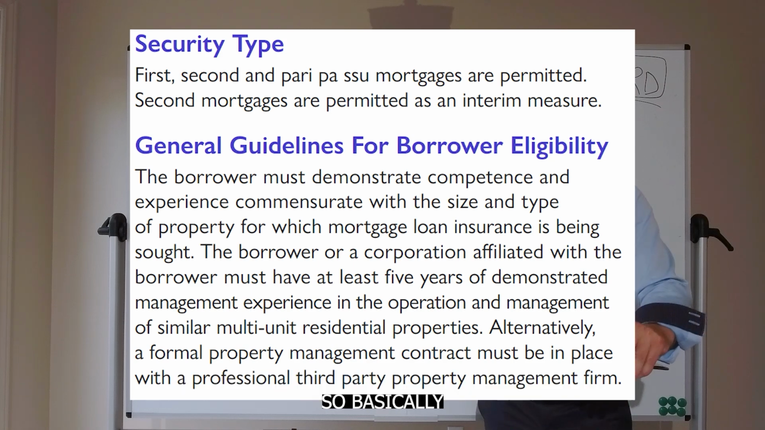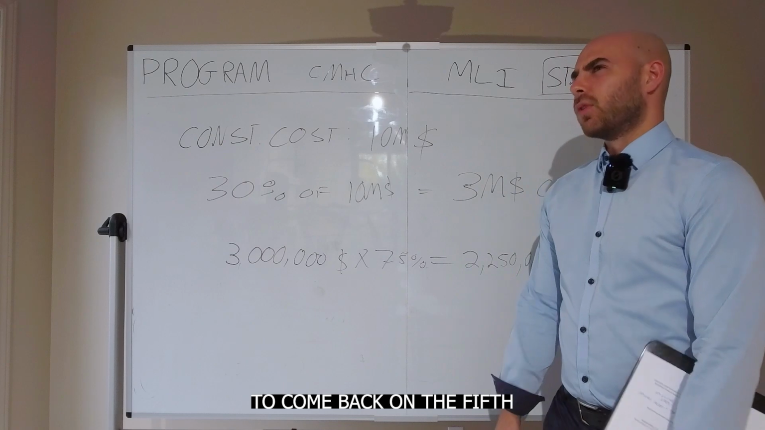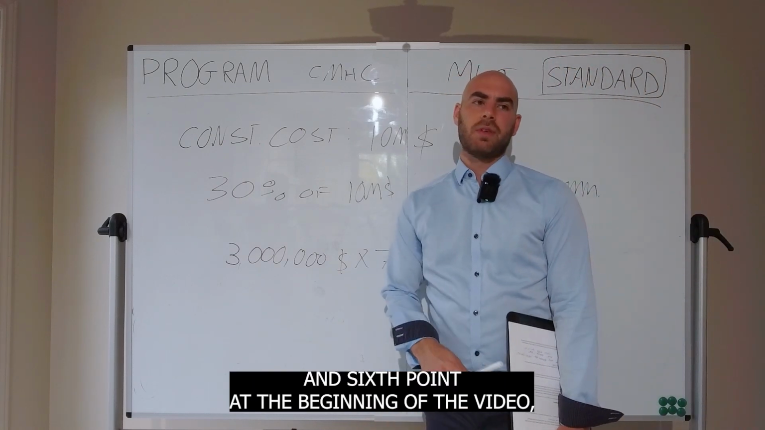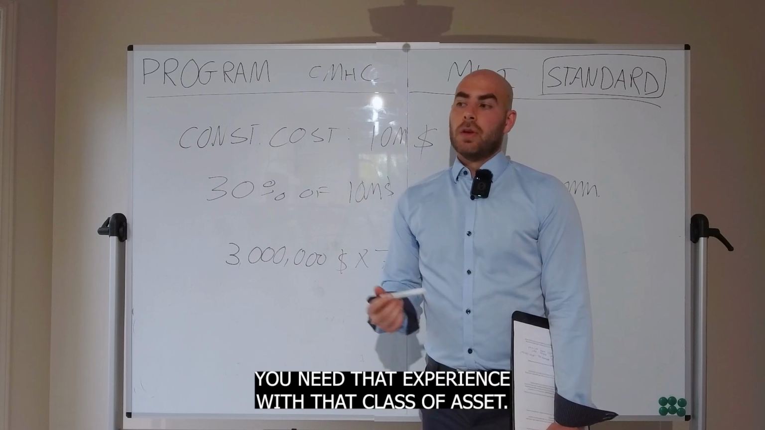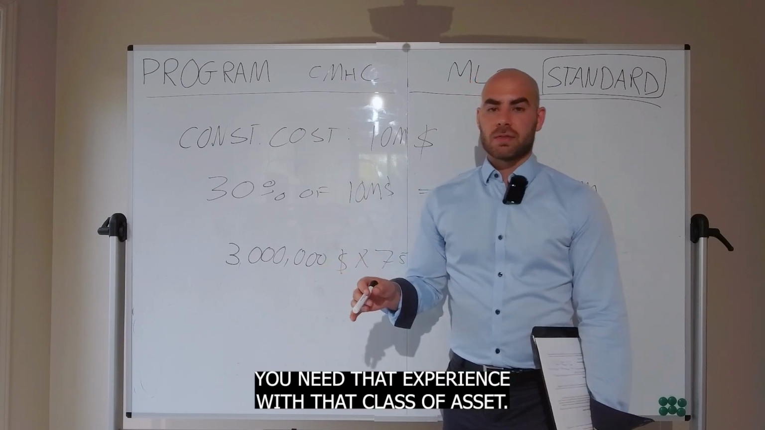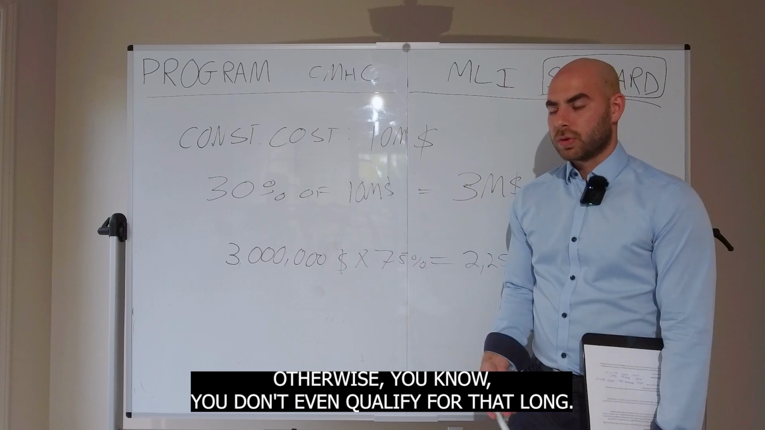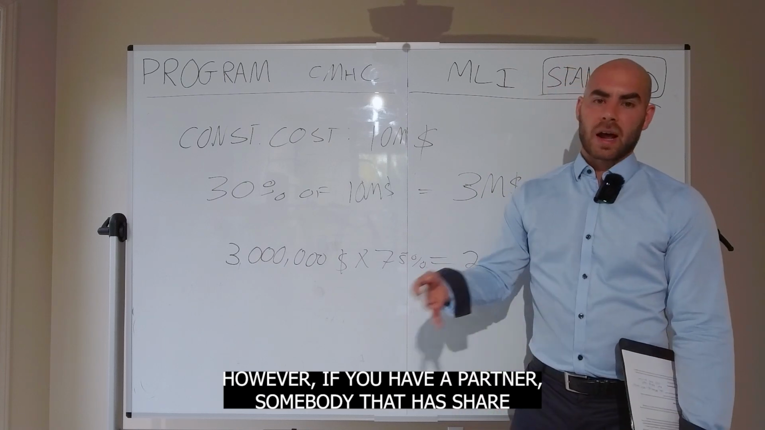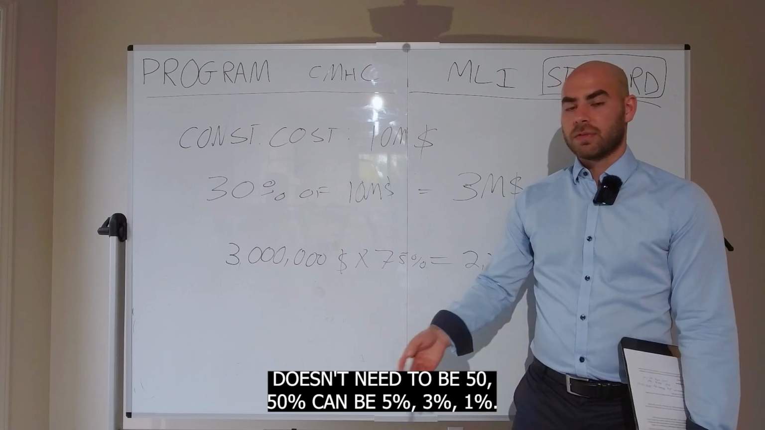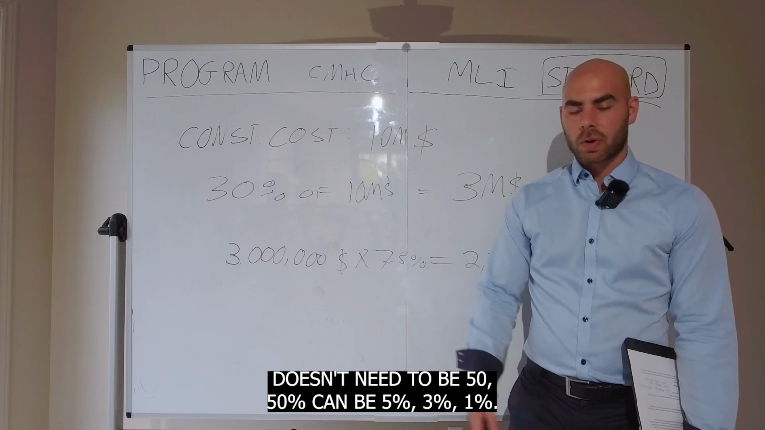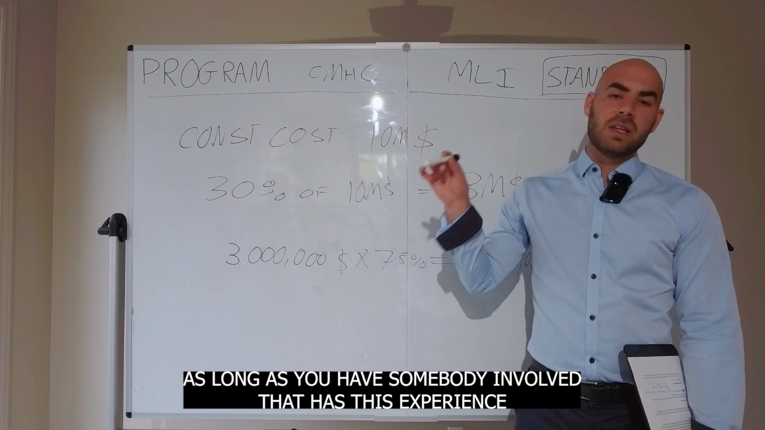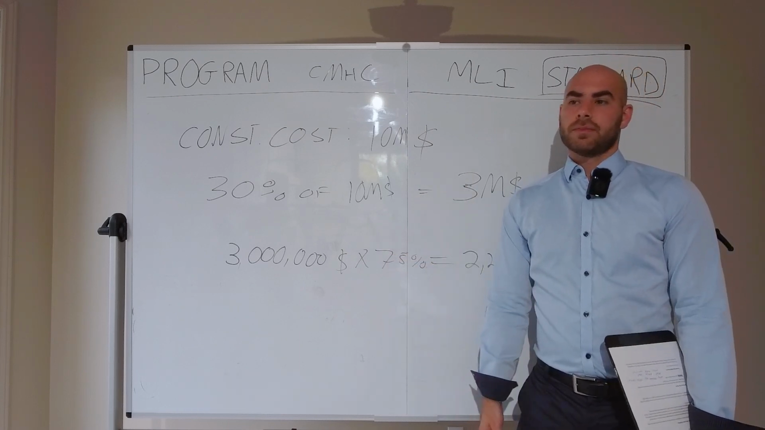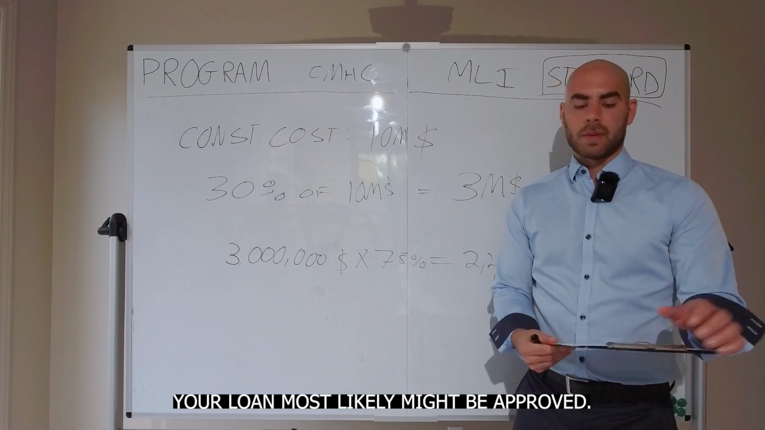So basically, to come back on the 5th and 6th point at the beginning of the video, you need that experience with that class of asset. Otherwise, you know, you don't even qualify for that loan. However, if you have a partner, somebody that has a share, it doesn't need to be 50-50%, it can be 5%, 3%, 1%. As long as you have somebody involved that has this experience for this type of loan, then your loan most likely might be approved.